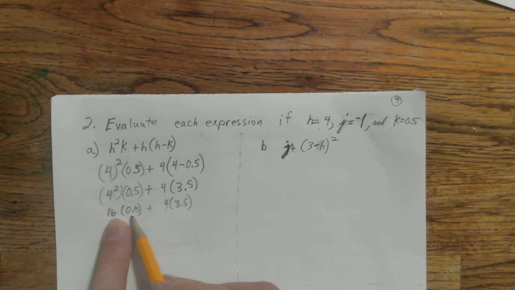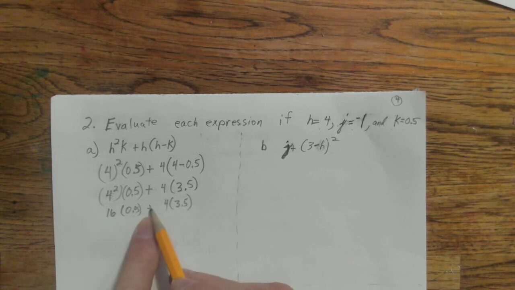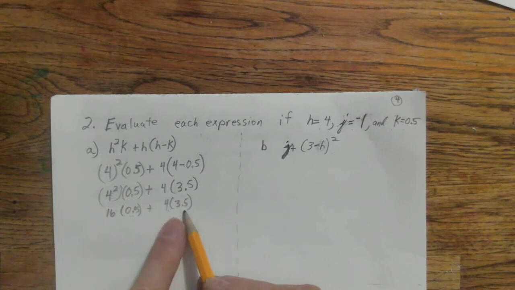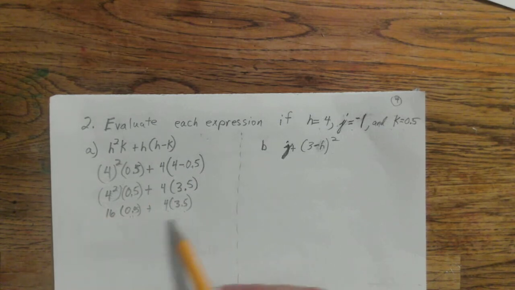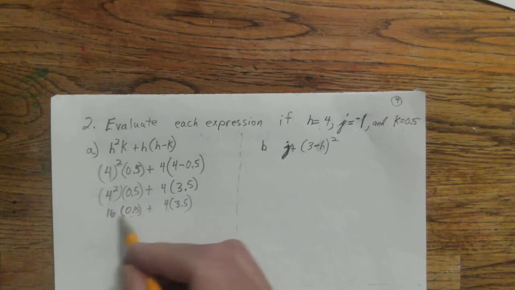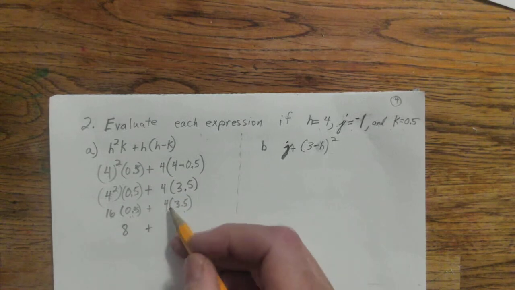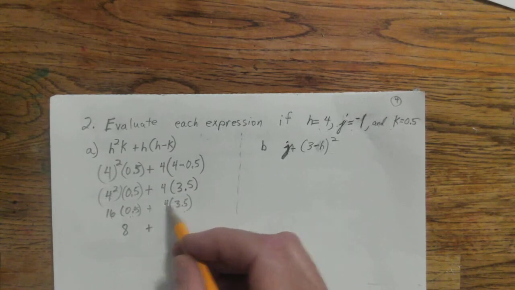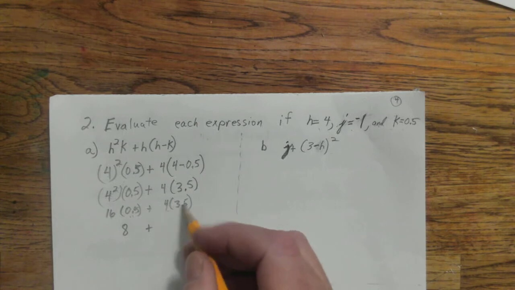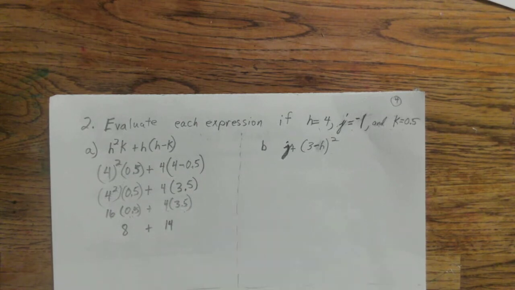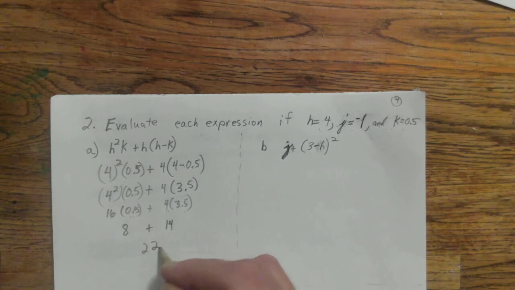And now I'm going to multiply this. I'm not going to add 4 and then multiply. I'm going to multiply those, and then I'll add at the end. 16 times 0.5 is 8. It's half of 16. 4 times 3 is 12. Half of 4 is 2, and 12 and 2 make 14. So 4 times 3.5 is 14. I add those two things together, and I get 22.